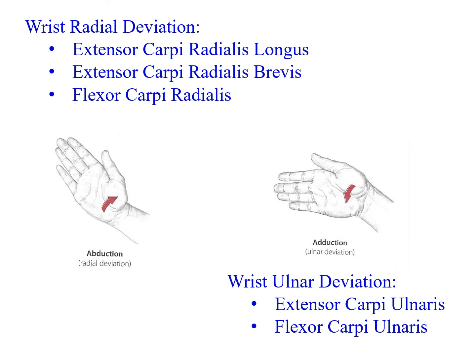This slide shows how the hand can be deviated to the radial or thumb side of the hand, or deviated to the ulnar or little finger side of the hand. The two wrist extensors and one wrist flexor that insert on the radial side of the hand assist with wrist radial deviation. The one wrist extensor and one wrist flexor that insert on the ulnar side of the hand assist with wrist ulnar deviation.